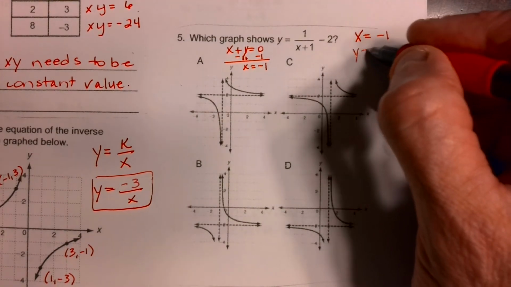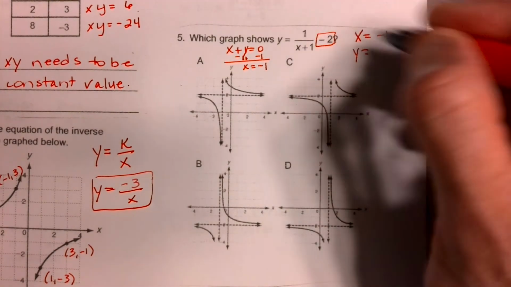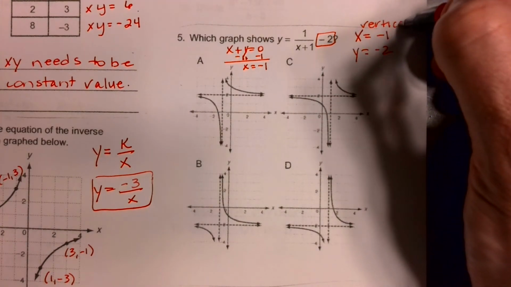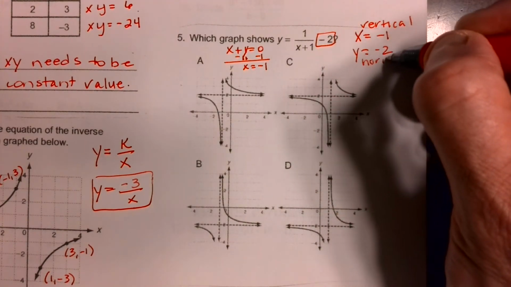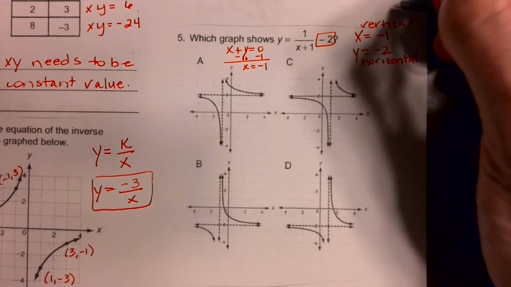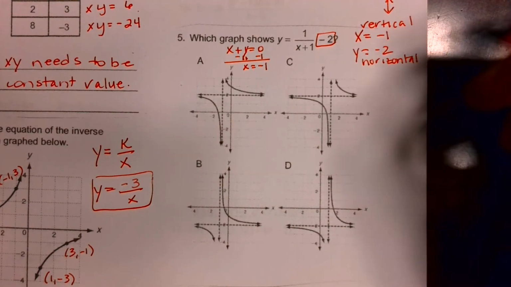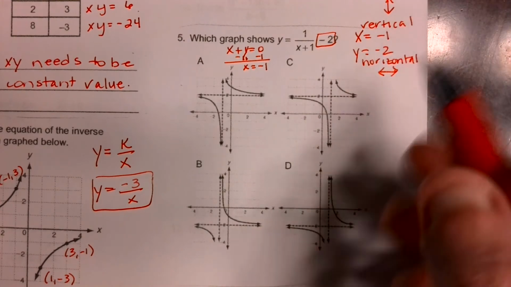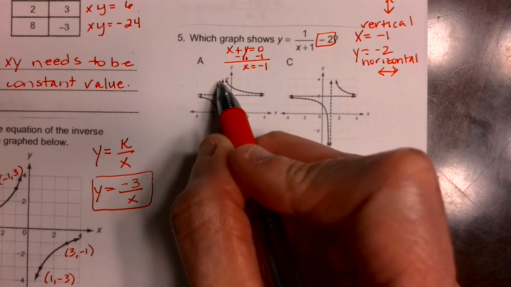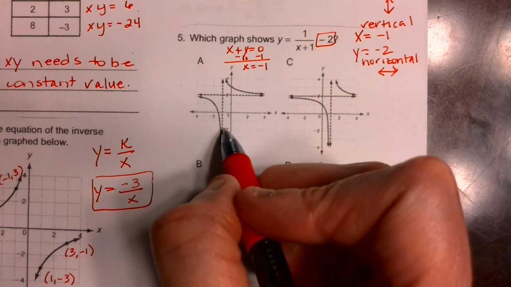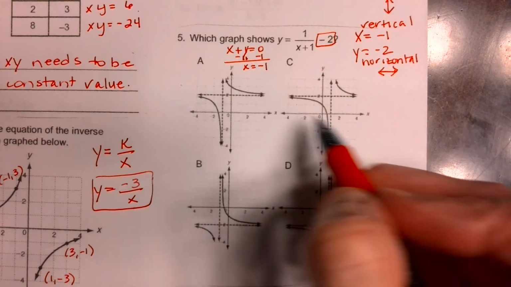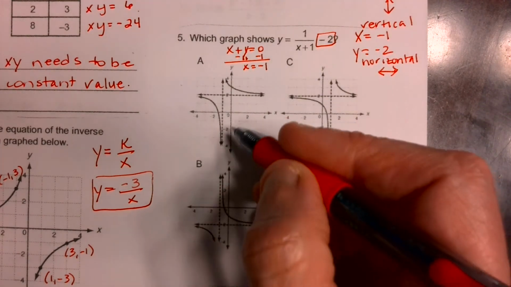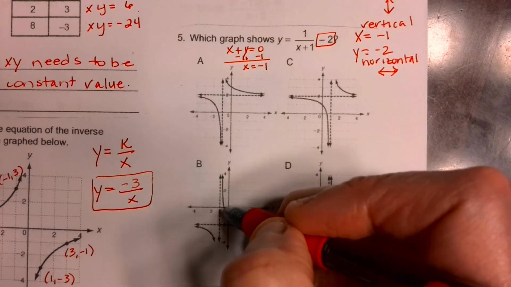The y asymptote is negative 2. So remember, x is a vertical line, and y is the horizontal. So we need to look for a vertical line that is at negative 1. Well, here's one. The first one I looked at is at negative 1. Is there any others? That isn't. That isn't. Oh, that is. So it's got to be one of these two, because they both have a vertical at negative 1.